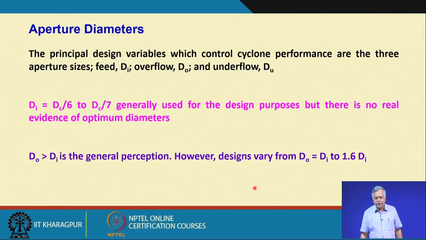Now, the aperture diameters are the principal design variables which control cyclone performance. There are 3 aperture sizes. What are those? That is your feed inlet diameter, what is the inlet diameter, the overflow diameter, that is your vortex finder diameter, and the underflow diameter du. Now, why are they important?